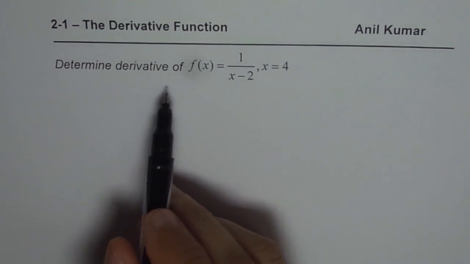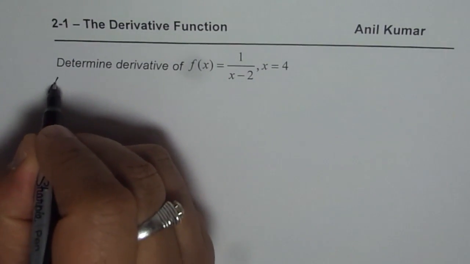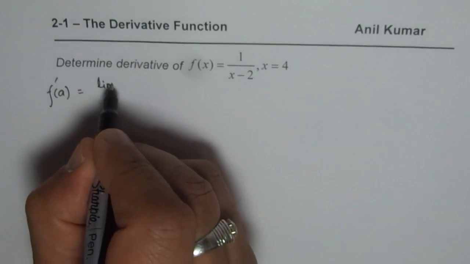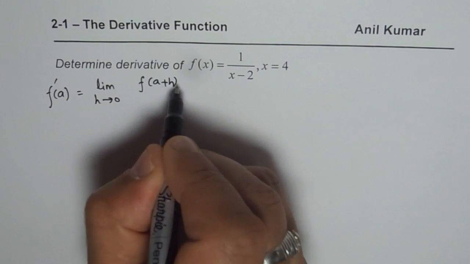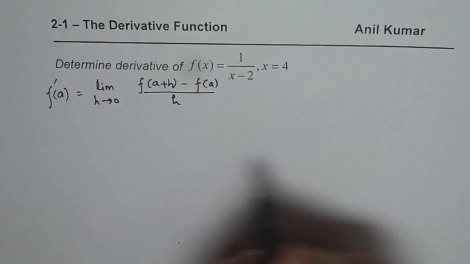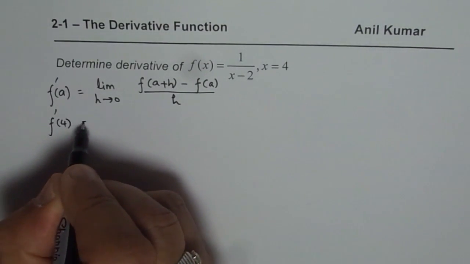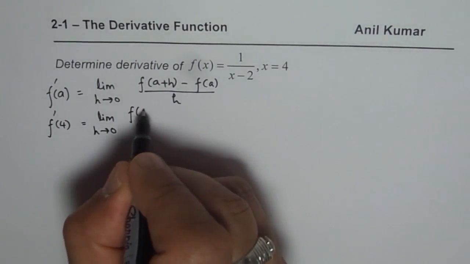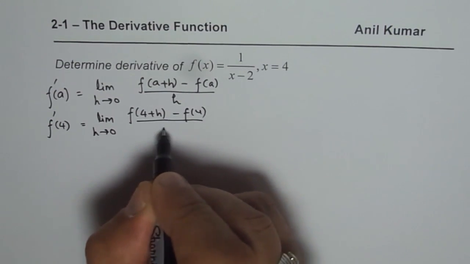We need to find the derivative of the function 1 over x minus 2 at x equals 4. From the very basic definition, we know the derivative at any particular point can be written as the limit as h approaches 0 of f of a plus h minus f of a over h, correct? So that is how we write it. Now if you need to find the derivative at 4, it equals the limit as h approaches 0 of f of 4 plus h minus f of 4 over h, right?